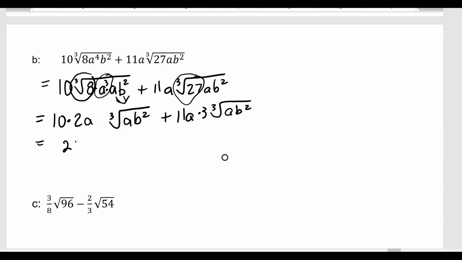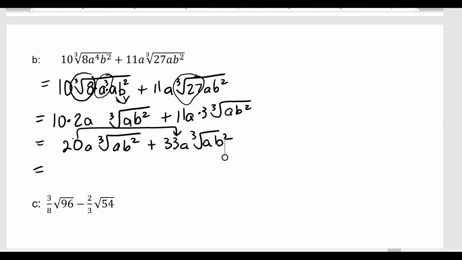So what we have is 28 cube root of ab squared plus 33a cube root of ab squared, which is, when you put these together, because they have the same radicals, you have 53a cube root of ab squared.